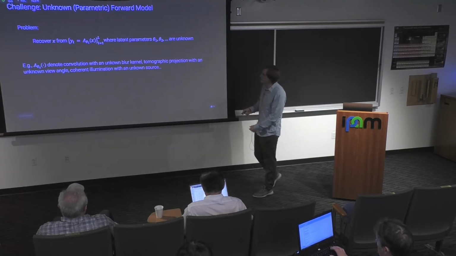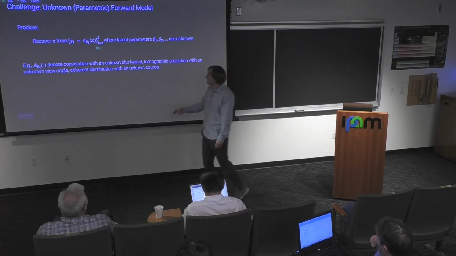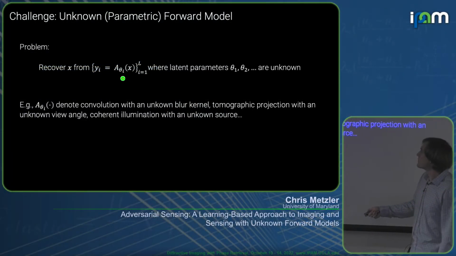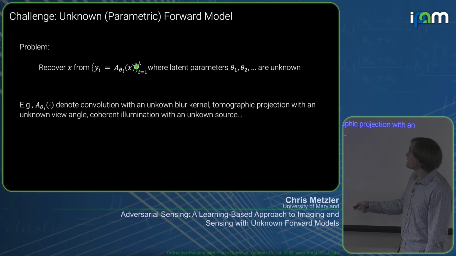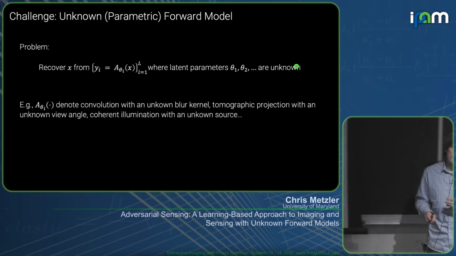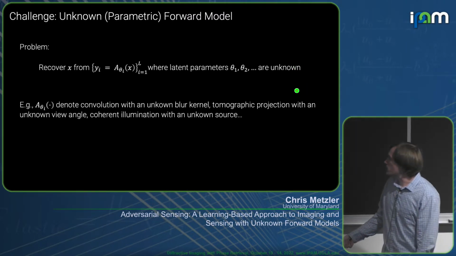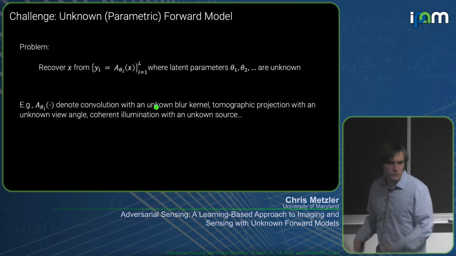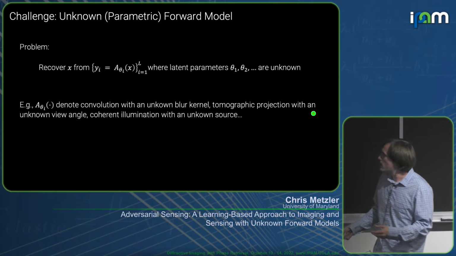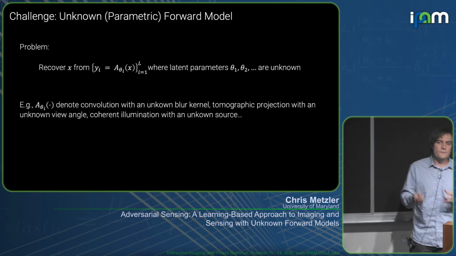We're not interested in reconstructing Y from a known forward model. We're interested in reconstructing Y from an unknown forward model. So we have a parametric unknown forward model. So we have Y is equal to A theta I of X, where the latent parameters are unknown, and these latent parameters specify the forward model. So A theta could denote convolution with an unknown blur kernel, tomographic projection with an unknown view angle, coherent illumination with an unknown source. We're interested in the blind forms of these problems.